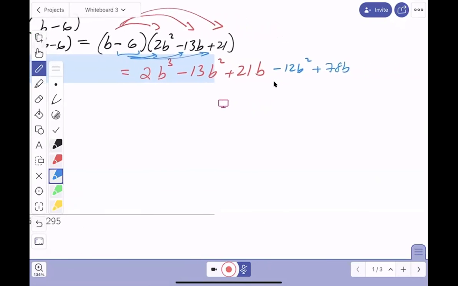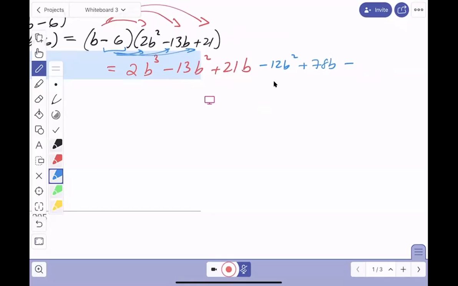And 6 times 21, well, it's minus, right? So it's going to be 126. Now, I realize someone's going to say, I make mistakes in arithmetic, and everyone does. That's why we give you the answer key. What do you get? 2b cubed.